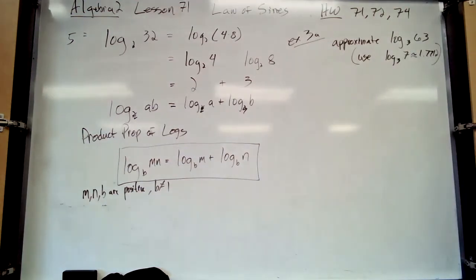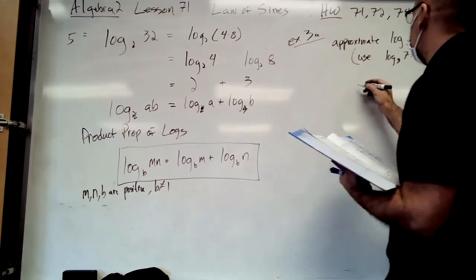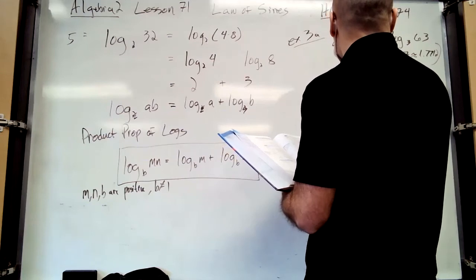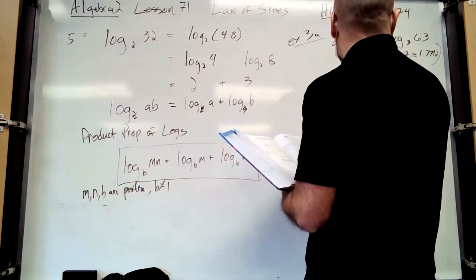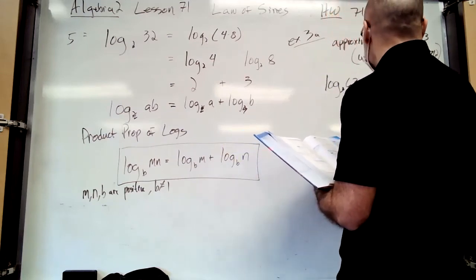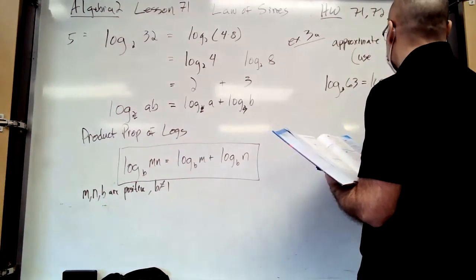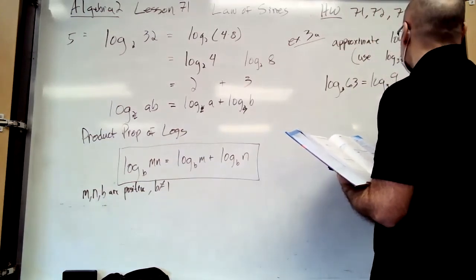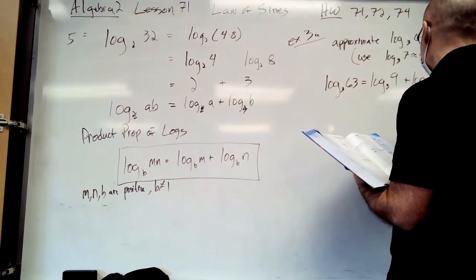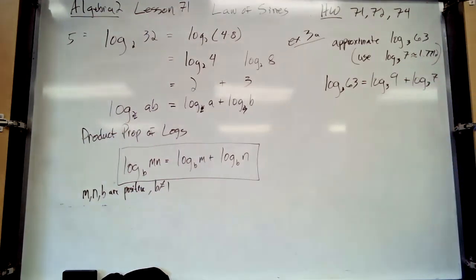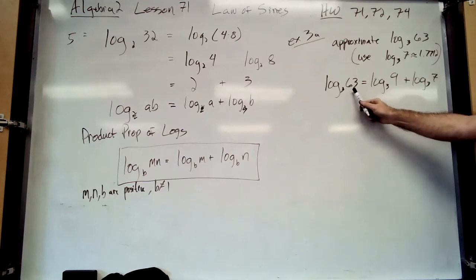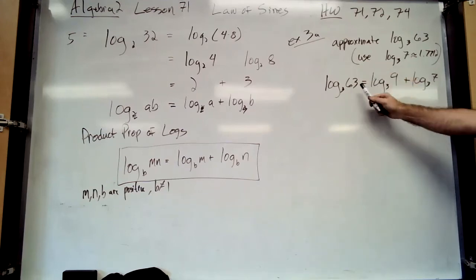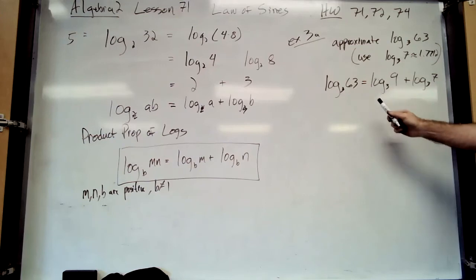How can I break down 63? What 2 factors do you want to use? What times what is 63? 9 and 7. Okay, so since I can multiply 2 numbers to get that, then I can do the log of one factor plus the log of the other factor.